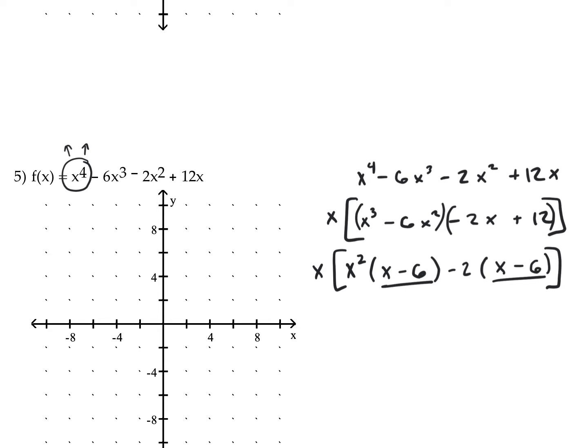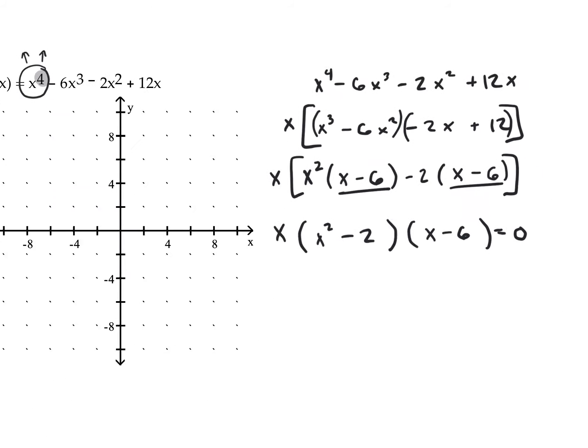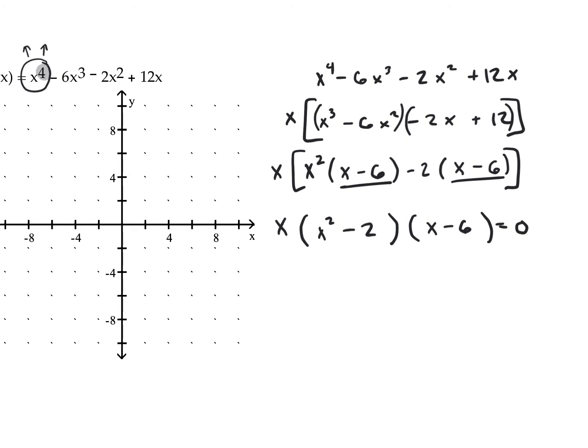Wait, so you're going to have to do 5 answers? No. 4. This exponent up here, that 4 tells us we're going to have 4 answers. So I have x. What's going to go into my first parentheses? X squared minus 2. And then in my second parentheses, x minus 6. And then once I have everything factored, I can set each piece equal to 0. So x is equal to 0. X squared minus 2 is equal to 0. X minus 6 is equal to 0.